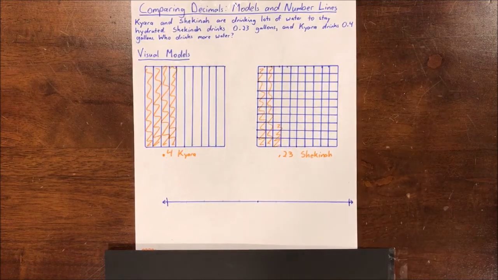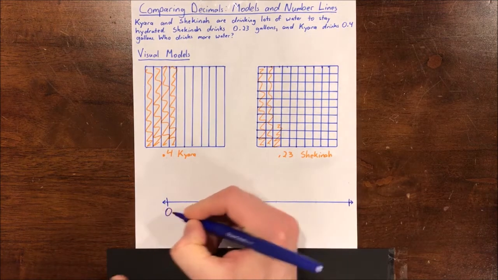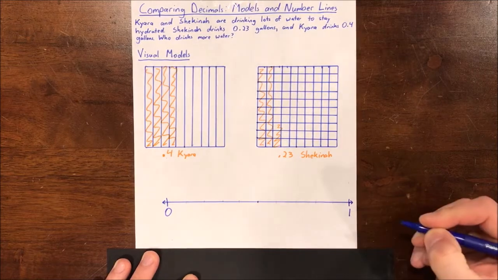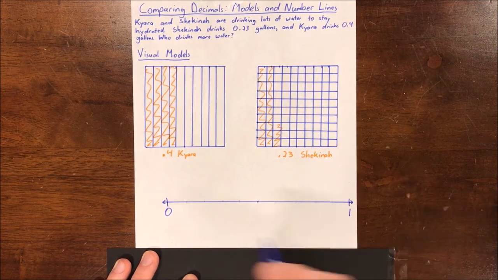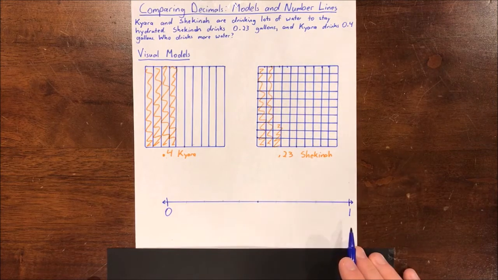Okay, well, what if we wanted to represent the amounts on a number line and use that to help us compare? What whole numbers would we need to put on the line and why? Say it out loud. Yes, 0 and 1. Because both decimals are between 0 and 1, right? They're more than 0, but they're less than 1 whole.